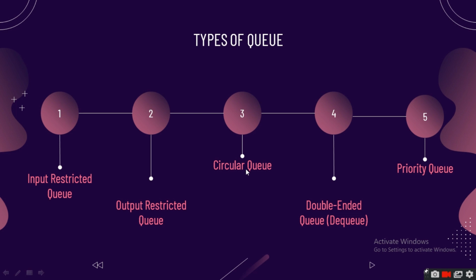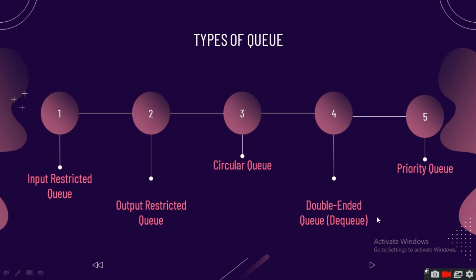And here also the operations will be performed in FIFO order only. And a double-ended queue is one where insertion and deletion can happen on both the sides, that is the front and the rear of the queue. So the insertion and deletion will happen on both sides.